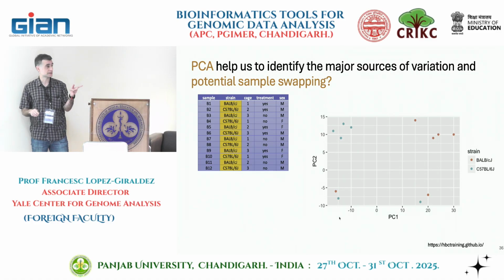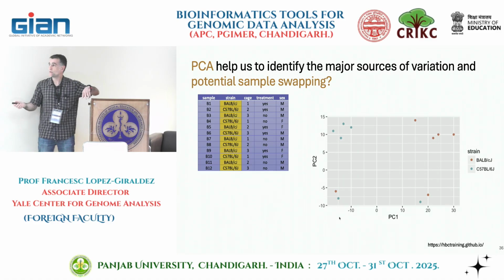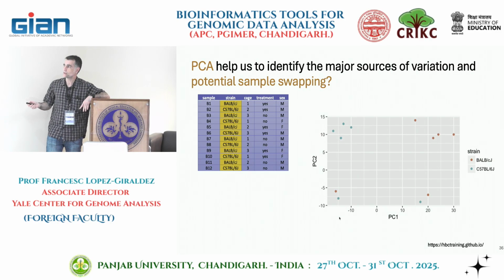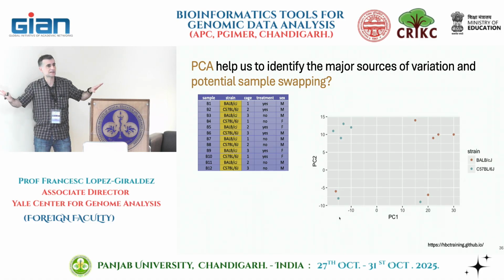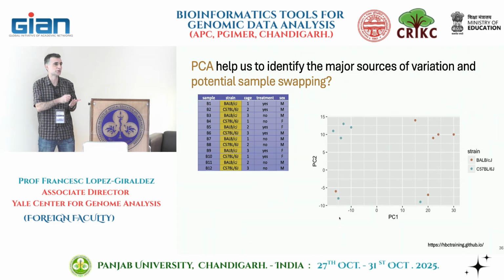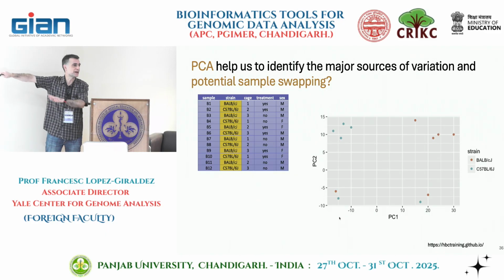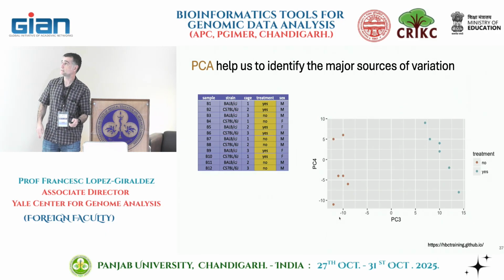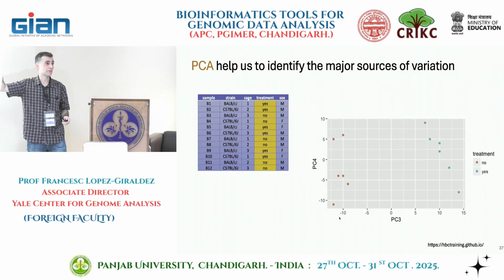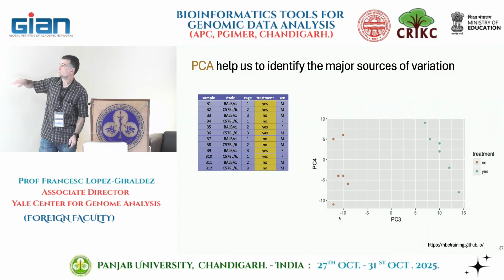PCA may also help you with sample swapping, and that's why you have a red dot in the blue section and a blue dot in the red section. So when you see these situations where everything clusters perfectly except 2 samples, you need to review your notes and be sure you didn't do a sample swapping, because probably that is what is happening here, right? I made up these cases to show that you can use it for that too. But the main idea was that the strain was the main source of variability in the data.